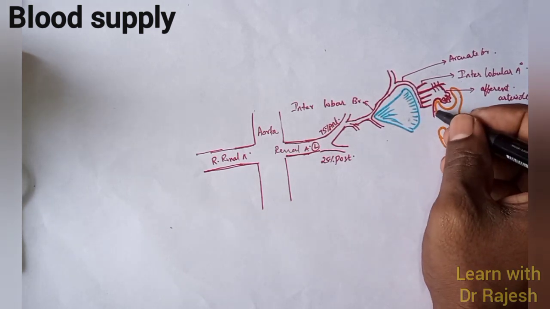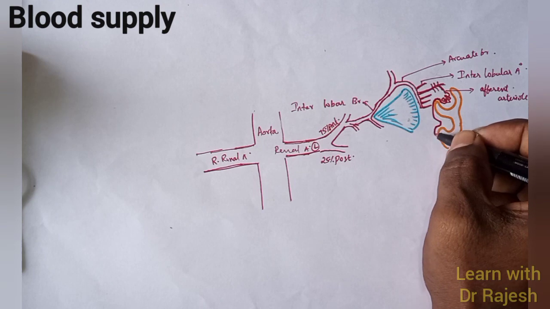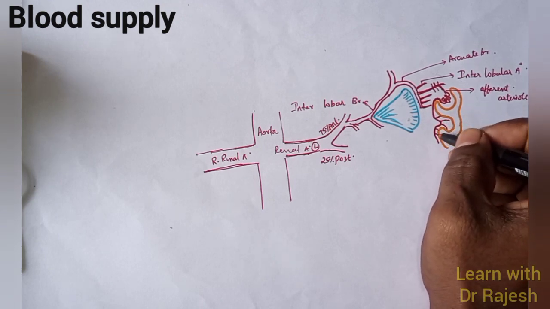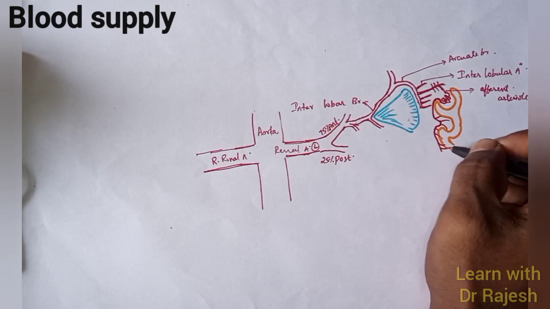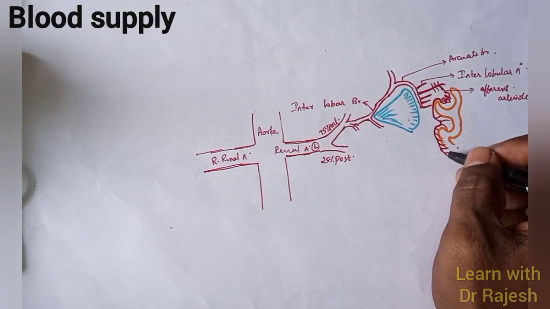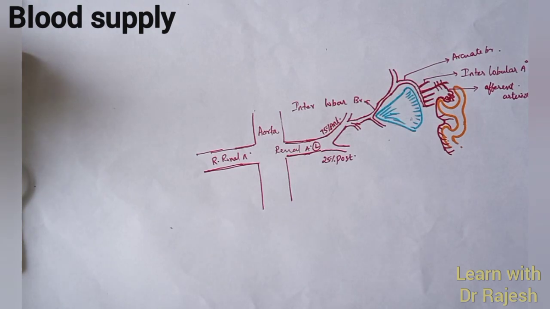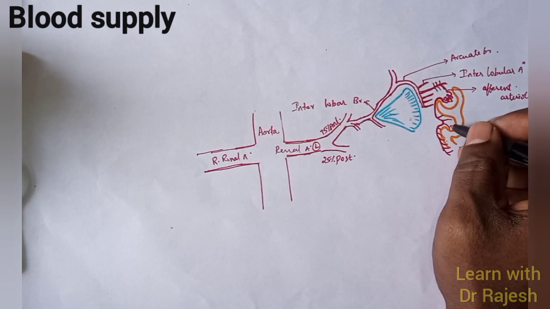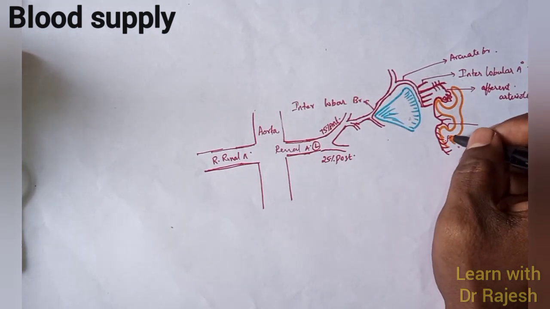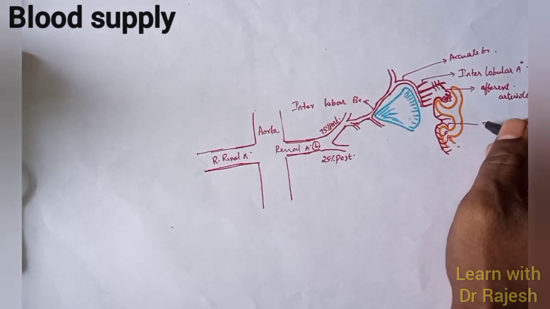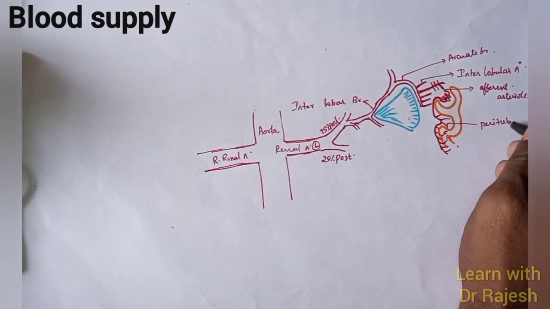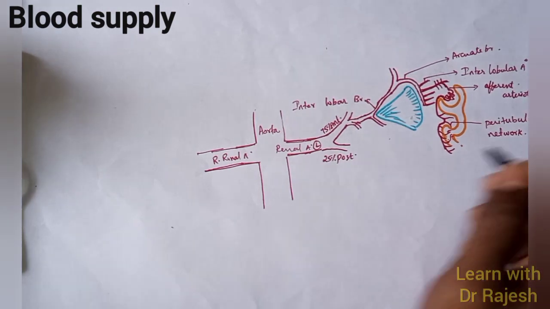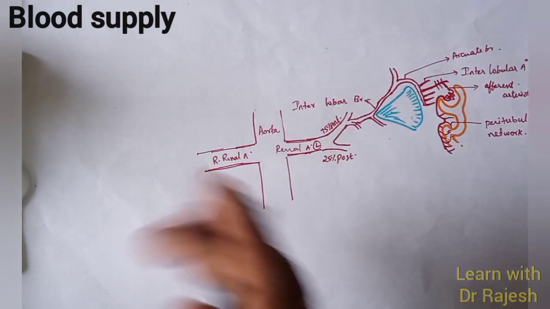These efferent arterioles will be running inside the cortex, giving many small branches which will form a network around the tubule itself in the cortex. And these branches will form the peritubular network, which will be supplying the tubule in the cortex.